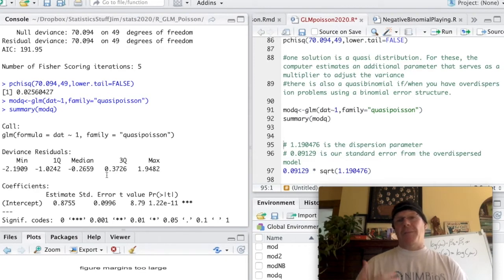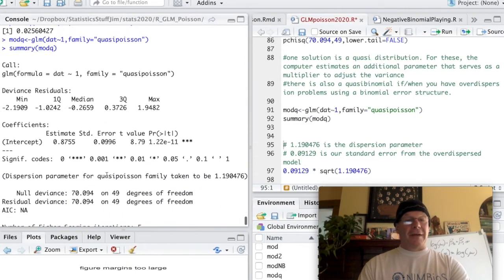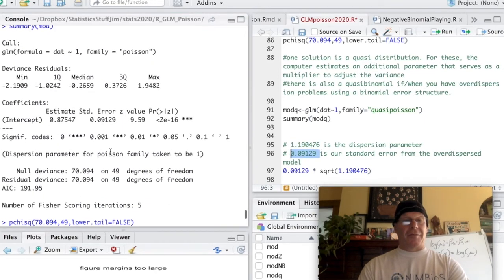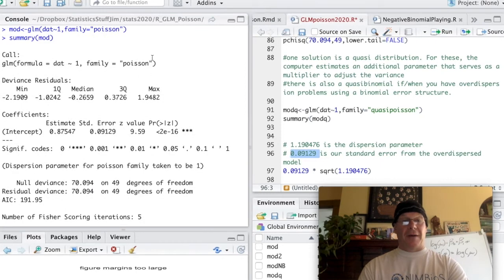And what that's going to allow you to do is honest hypothesis testing, because you're going to be accounting for that extra uncertainty around your parameters. And to demonstrate that that's all this dispersion parameter is, over here I've taken the dispersion parameter, and then this is our standard error estimate from the overdispersed model, which again is our model based upon just a Poisson. So that's where that 0.09129 is from.